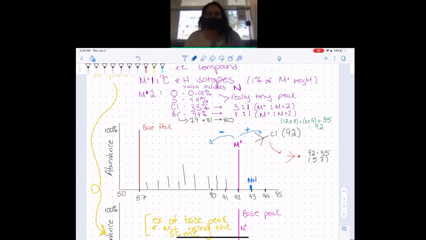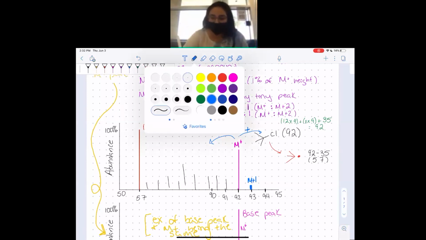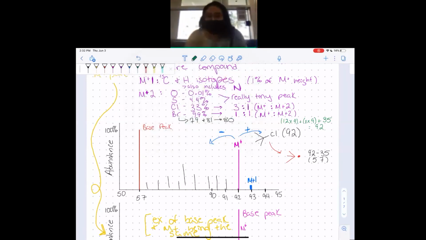So what number do you think M plus 2 will be at? 94, exactly. So let me pick a different color. All right, so M plus 2 will be at 94. And we have a chlorine present. So how tall is the M plus 2 peak going to be? 1/3 the height, exactly. So it's approximately going to be that tall.